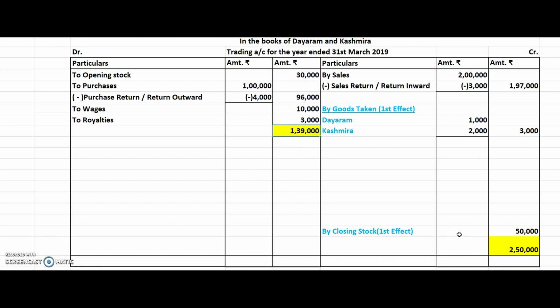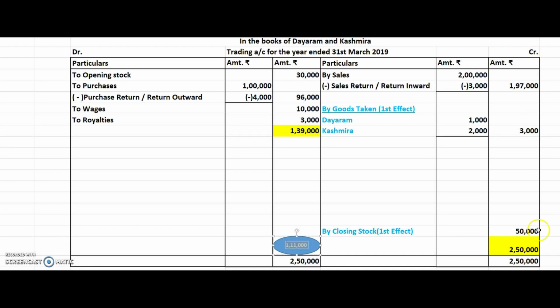What is the next thing that you do? You write the heavier side on both the sides. Obviously 2,50,000 total is the heavier side, so it will appear in the grand total of credit and the grand total of debit. Credit and debit. What is the next thing that you do? 2,50,000 subtracted from 1,39,000 gives you the difference, which is 1,11,000.